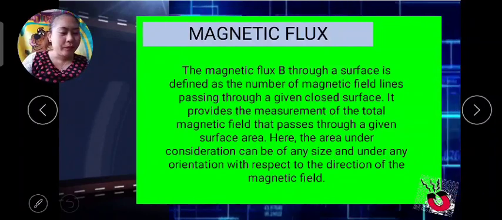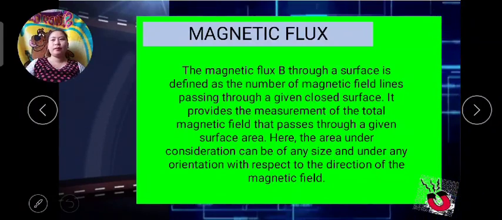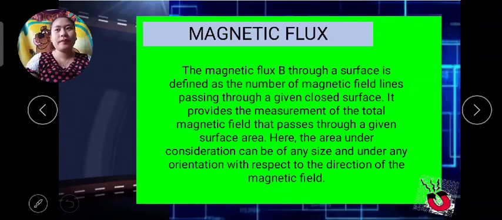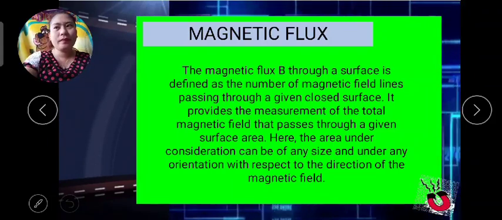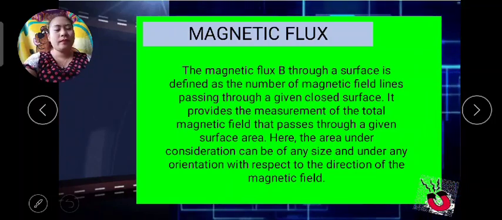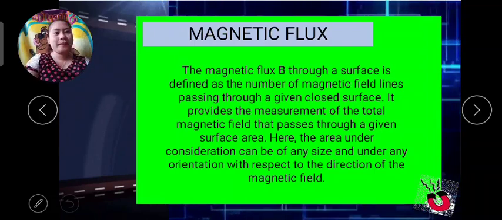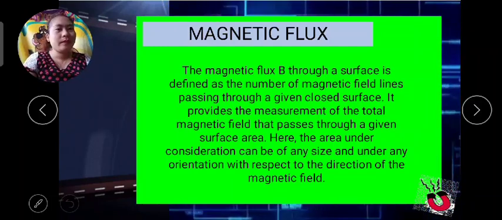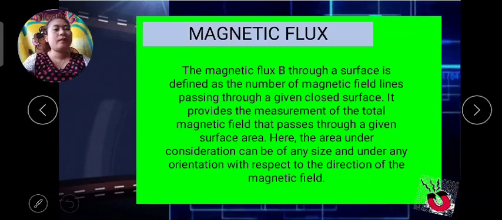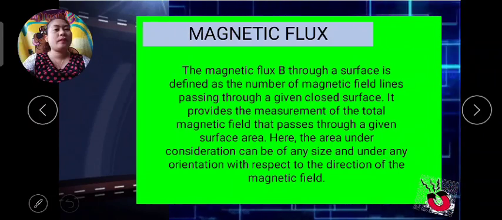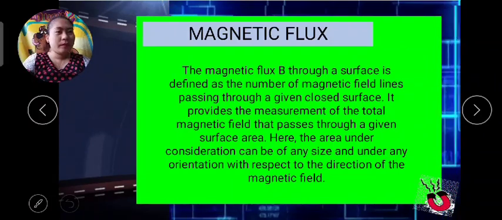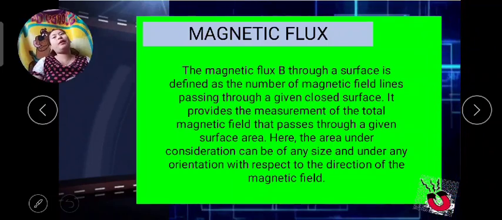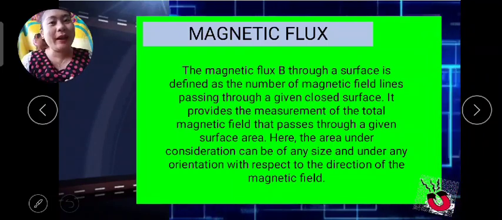Please read, John Lloyd. Magnetic flux. The magnetic flux through a surface is defined as the number of magnetic field lines passing through a given closed surface. It provides the measurement of the total magnetic field that passes through a given surface area. Here, the area configuration can be of any size and under any orientation with respect to the direction of the magnetic field. Okay, so they were able to determine, thank you JL, what is magnetic flux.